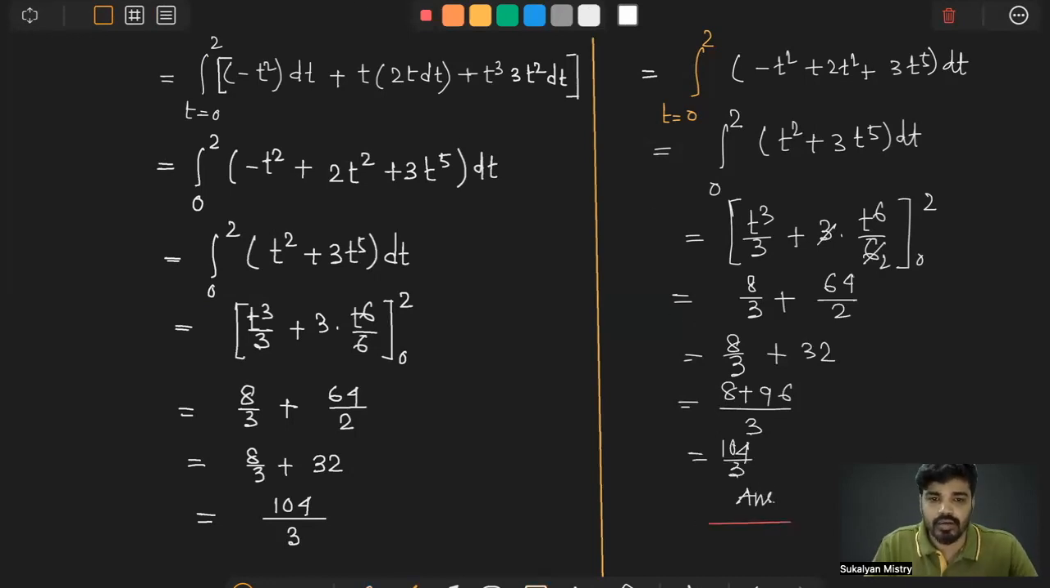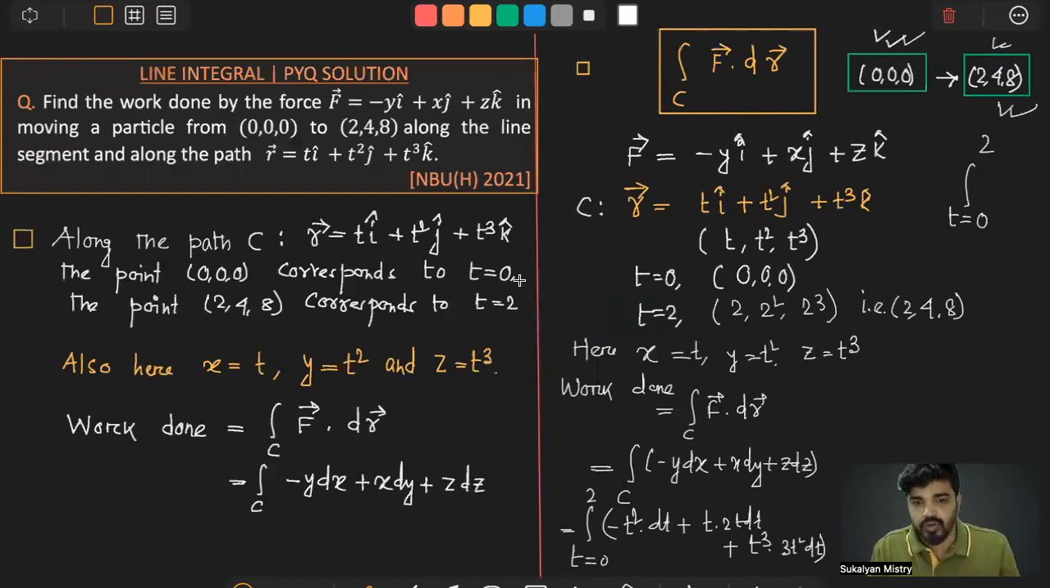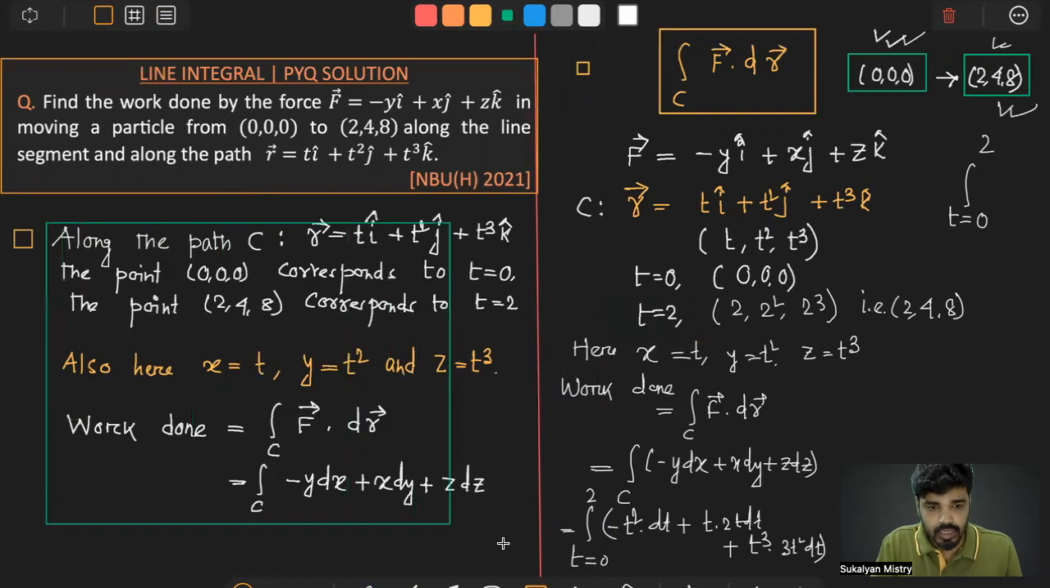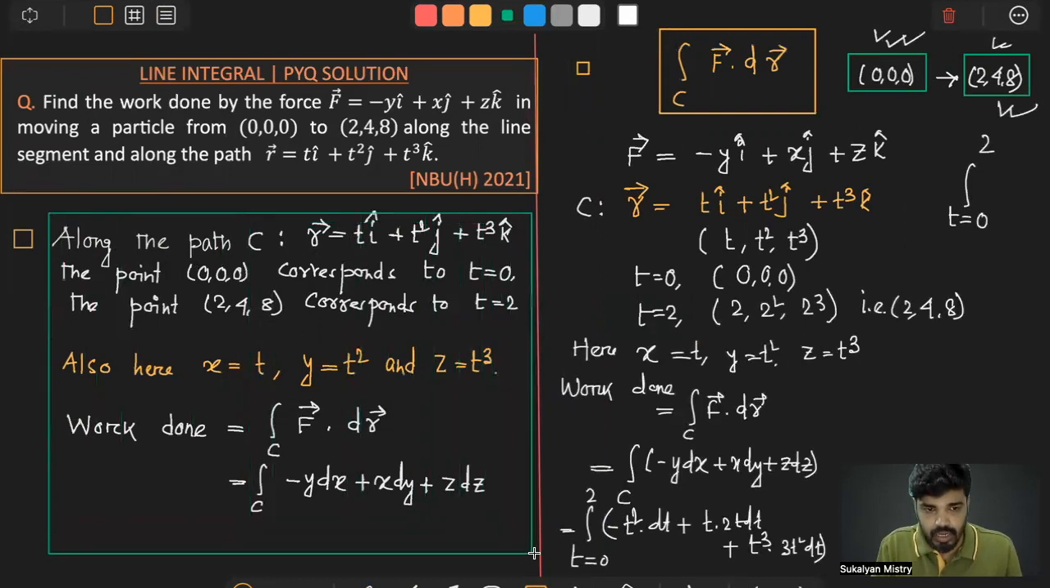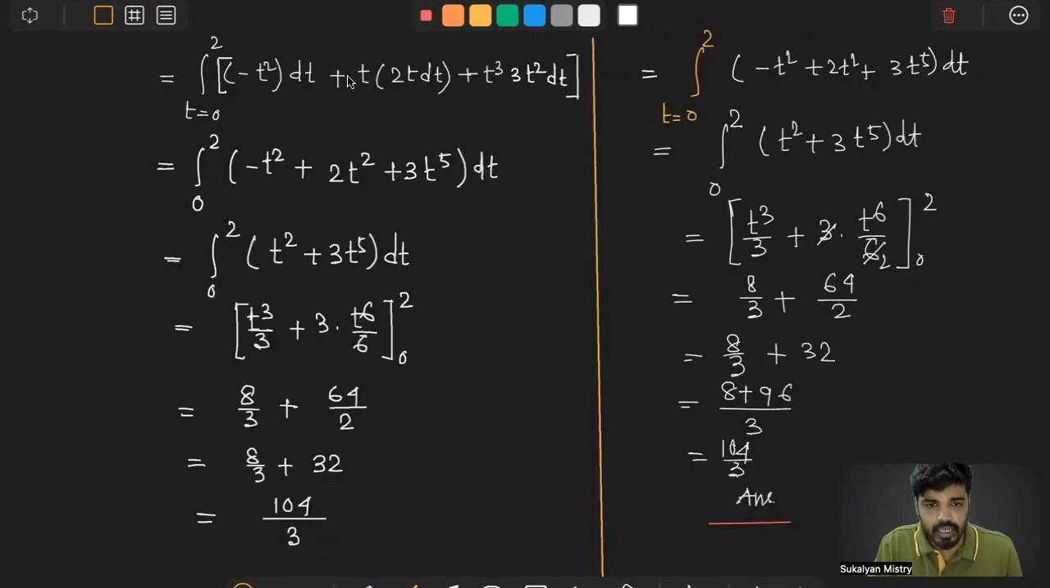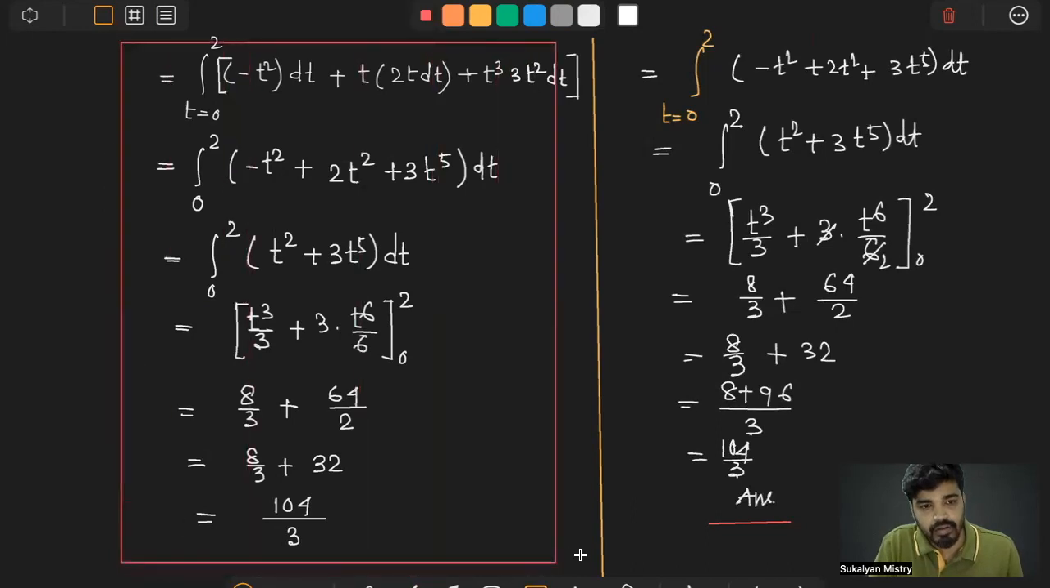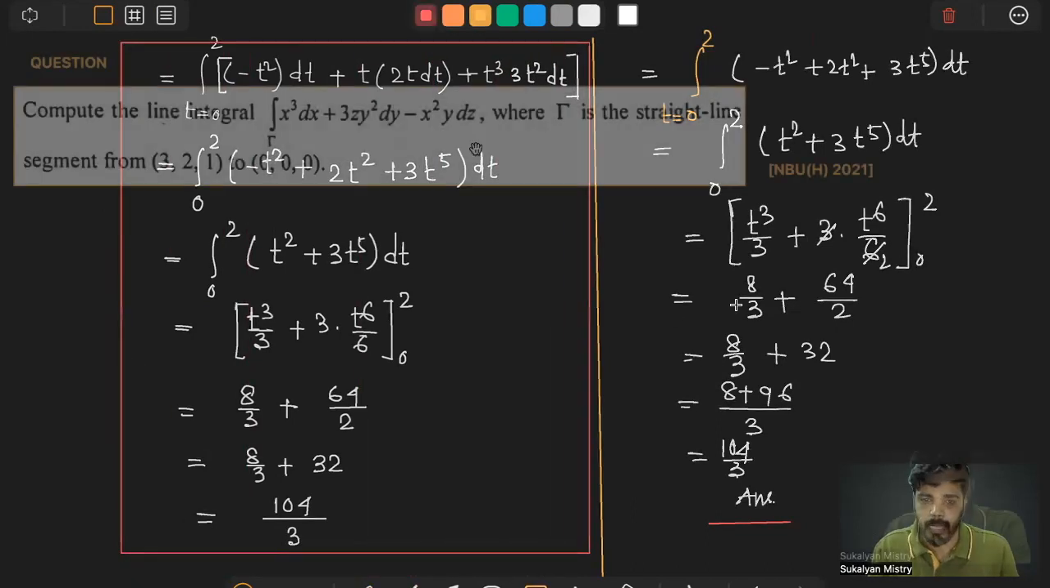So pause the video, write the solution. Here I have given the solution, I just explained it. So this is the solution actually. What I have discussed is explained here in detail. So pause the video, write the answer. This is the solution. Already we discussed this.